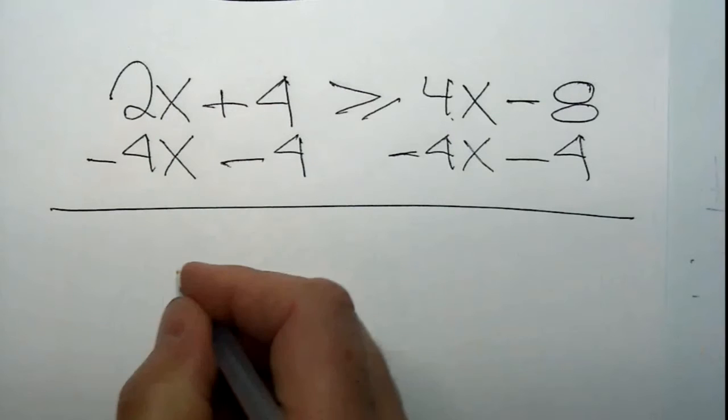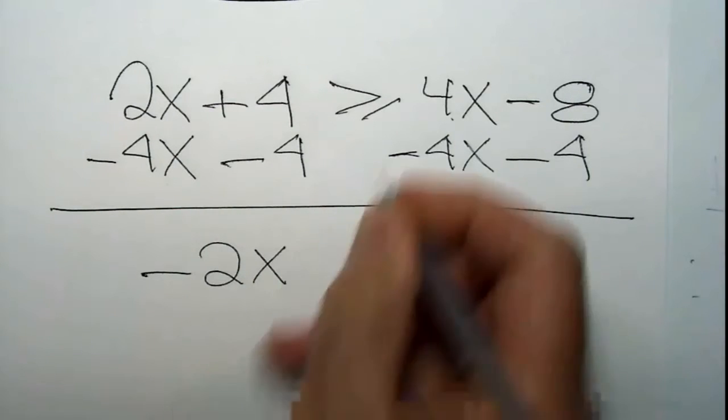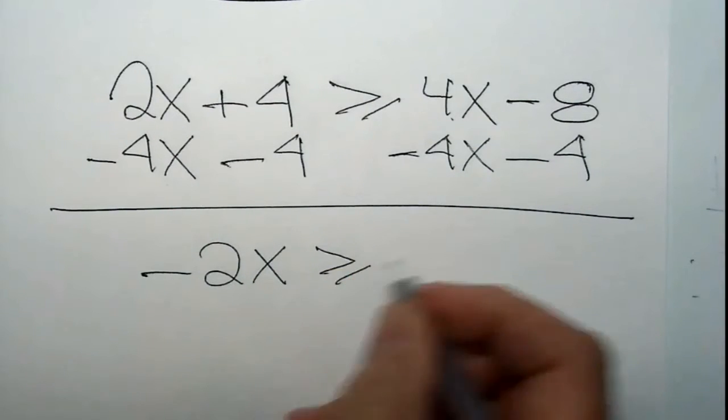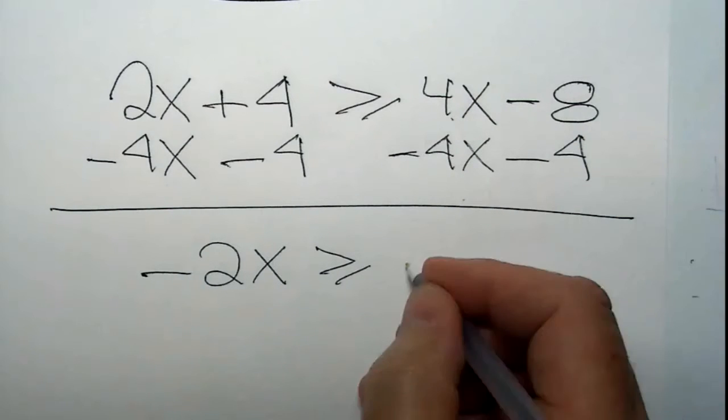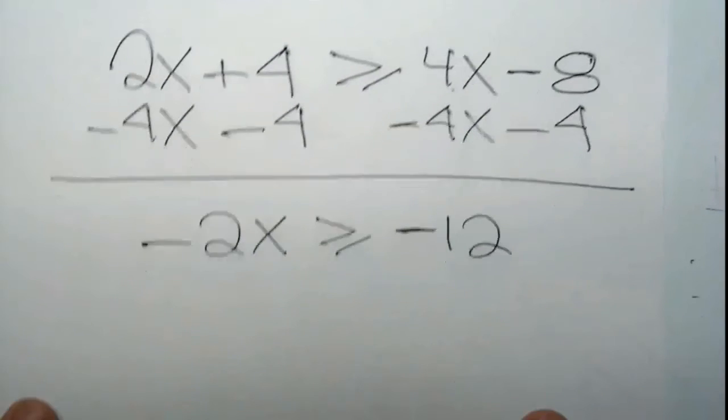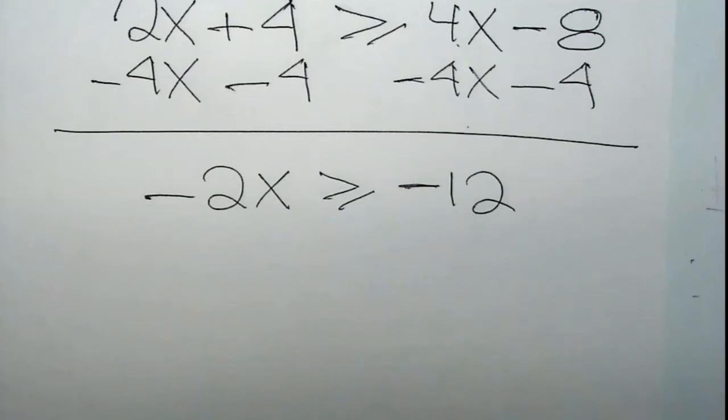Now, this is 2x minus 4x is negative 2x. This is greater than, that does not change. And this is gone, and this is negative 12. So far, it looks like solving an equation. Now, if you were solving an equation, naturally you would say that the next step is to divide by the coefficient in front of the x.